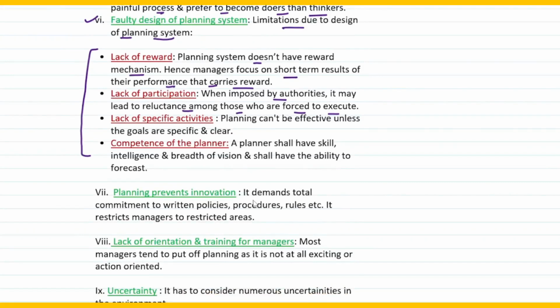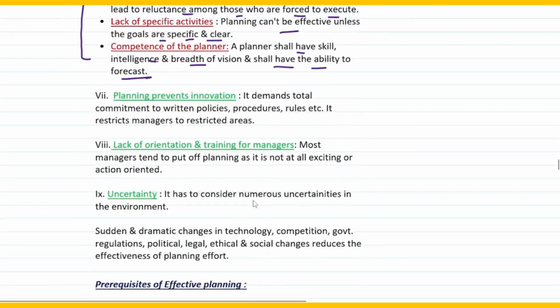Then there's a lack of specific activities. Planning can't be effective unless the goals are specific and clear. So your goal should be very specific and clear. If you don't know which way you're heading, your plans may not work out properly. Competence of the planner. A planner shall have skill, intelligence and breadth of vision, and shall have the ability to forecast. If he doesn't have any of these qualities, the plan may not work the way you desire, right? So it's very important that the planner has good skill, intelligence and breadth of vision, and is able to focus. If he misses any of these skills, the plans may be in trouble, right?